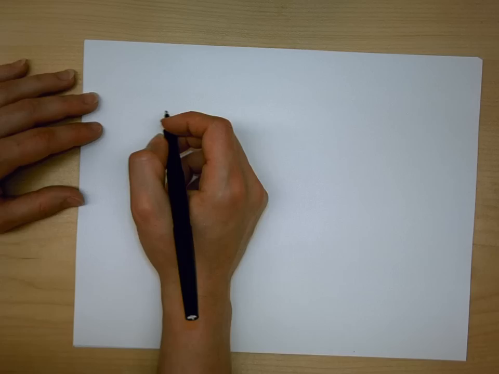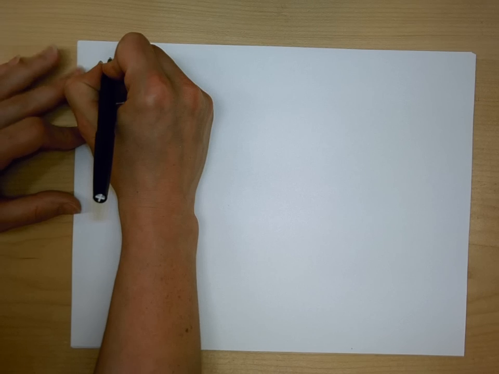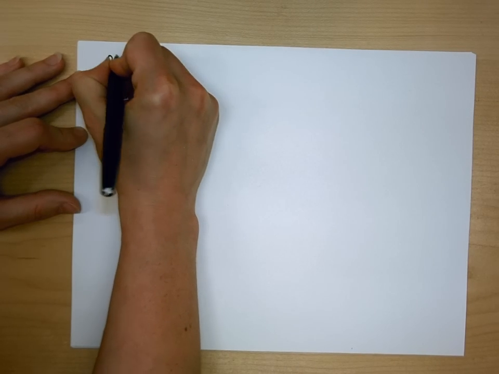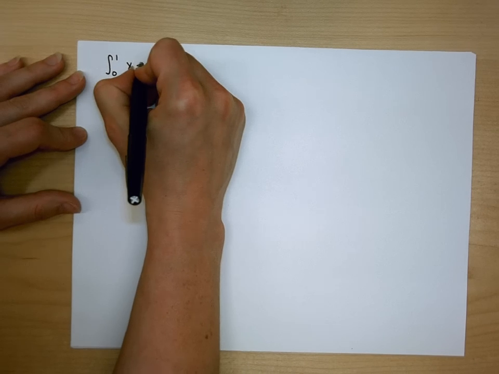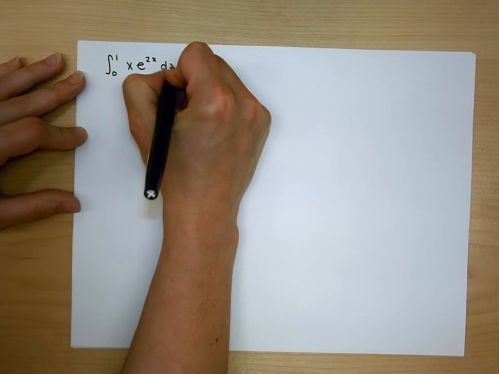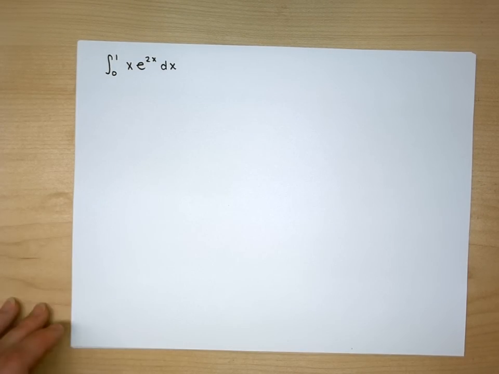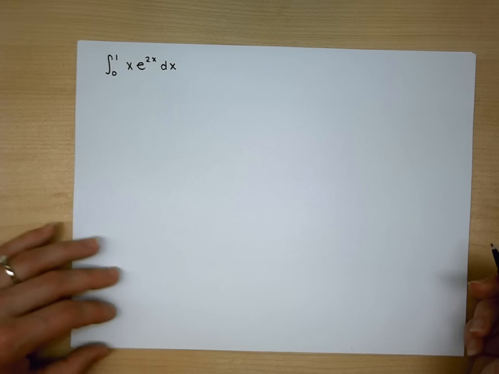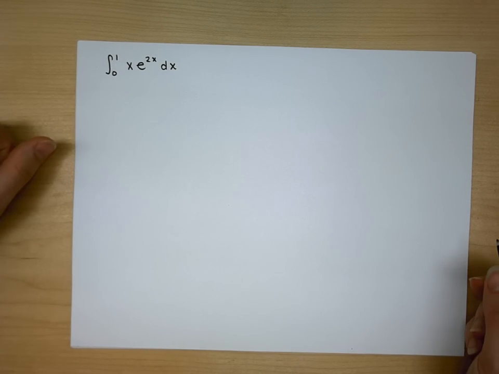Let's go ahead and do a definite integral this time. So let's say I wanted the integral from 0 to 1 of x e to the 2x dx. Okay, x e to the 2x, and I want to look at the area from 0 up to 1.